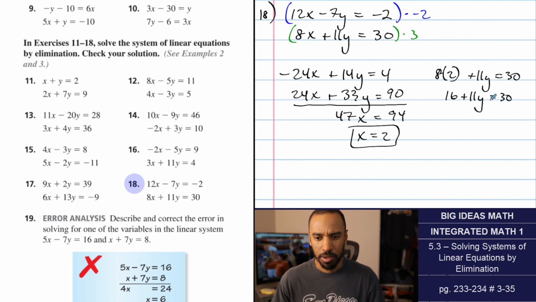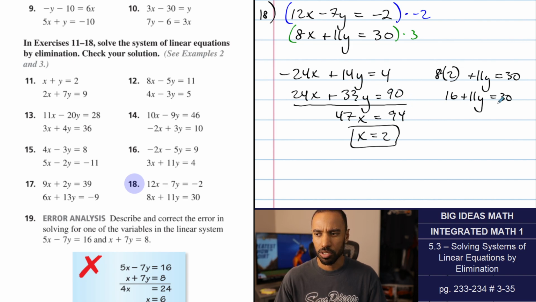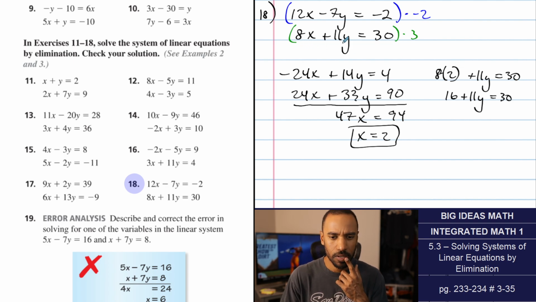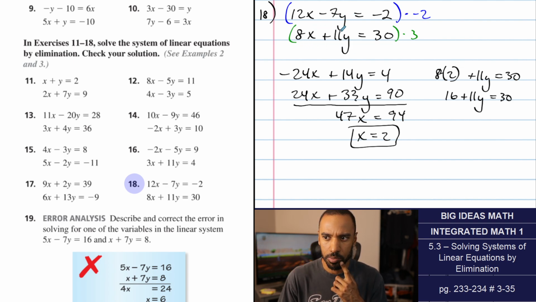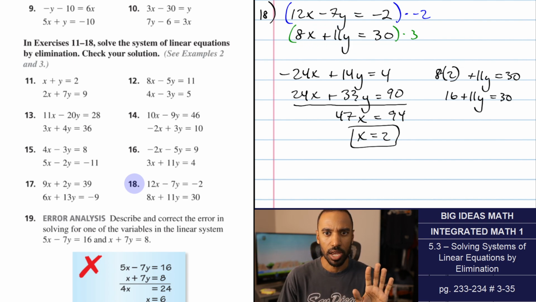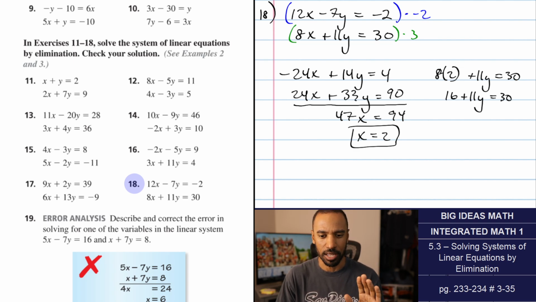Is that right? Is this going to be a fraction? Hold on a second. Did I do something wrong there? x equals 2. Did I do something wrong? 24x plus 33y equals 90. Add down the lists there. You get 47x equals 2. Because this is going to be a fraction. What did I do wrong? Negative 2, 8x plus 11y equals 30. Let me double check and make sure I didn't screw something up, because I don't want a fraction answer if it's not supposed to show up.